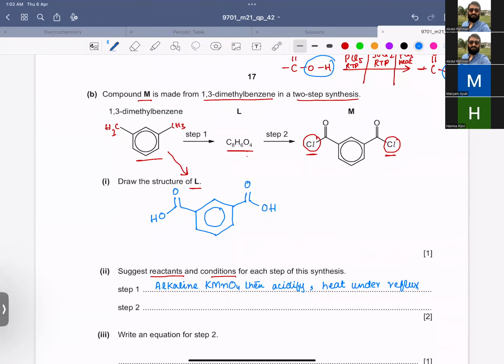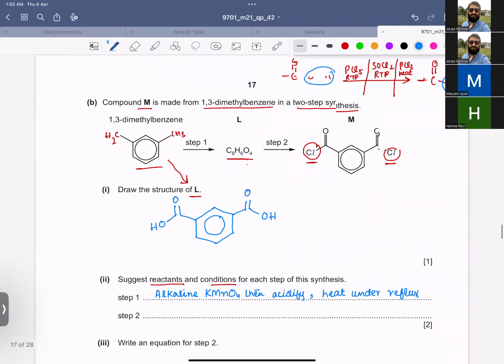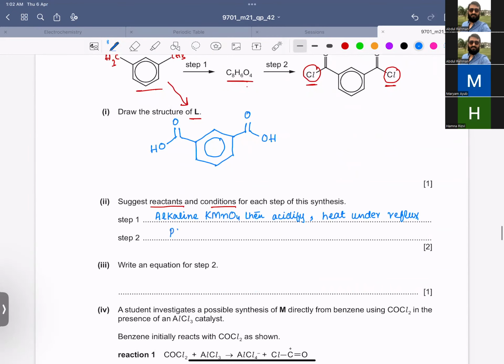Now look at step 2. In step 2, we have already discussed the conditions. We can use any one of these. So I will just write PCl5 at room temperature. Yes, is this clear?